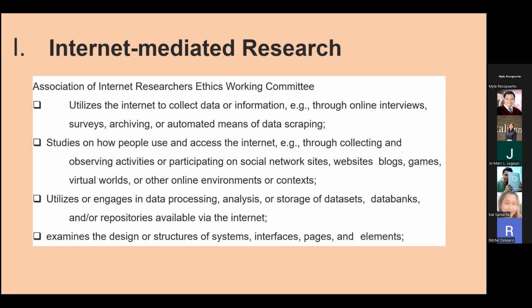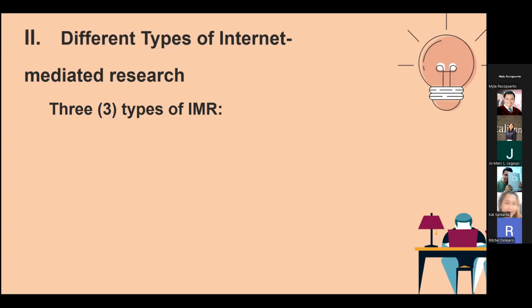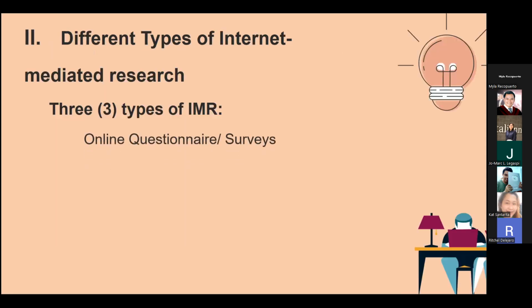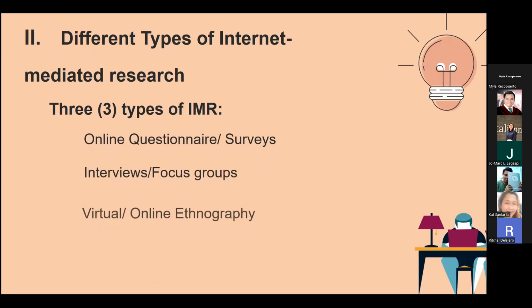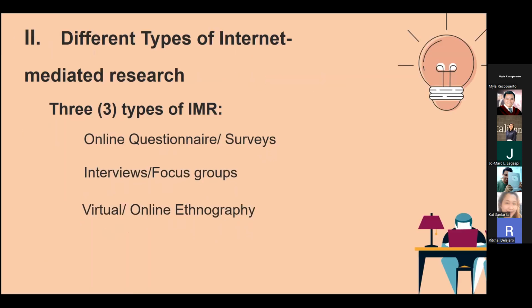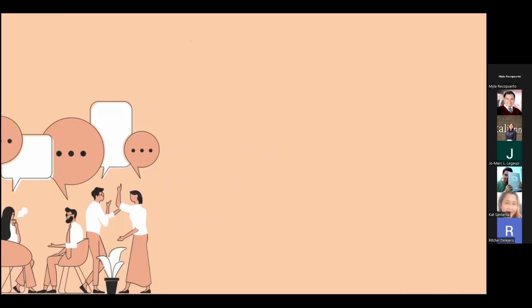It studies on how people use and access the internet through collecting and observing data of participants, engages in data processing, analysis, or storage of data sets or data banks, examines the design or structures of systems, interfaces, pages, and elements. And it has three common types, which are the survey or online questionnaire, interviews or focus groups, virtual, and online ethnography.